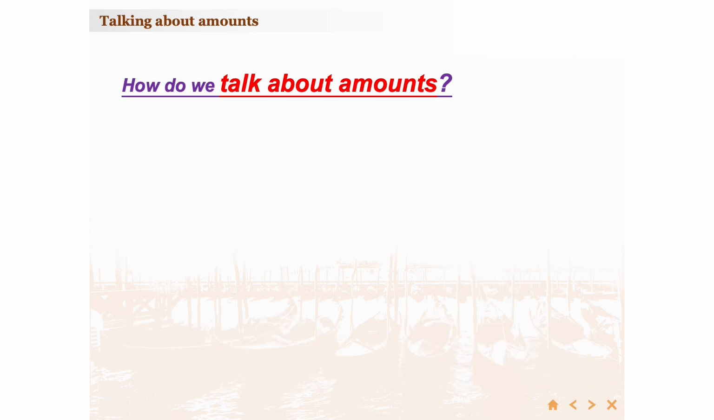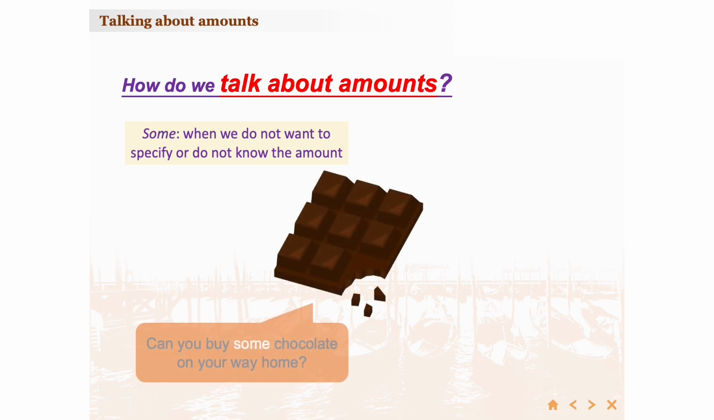There are other ways we can describe amounts. We use some when we do not want to specify or we do not know the amount of something. It can be used with both countable and uncountable nouns. Here is an example. Can you buy some chocolate on your way home?